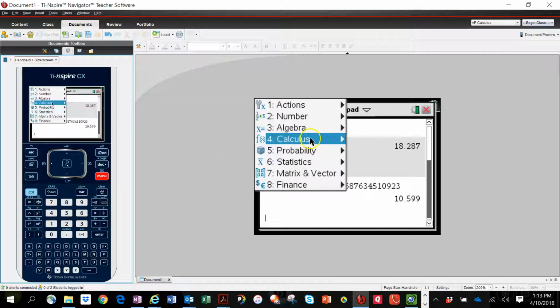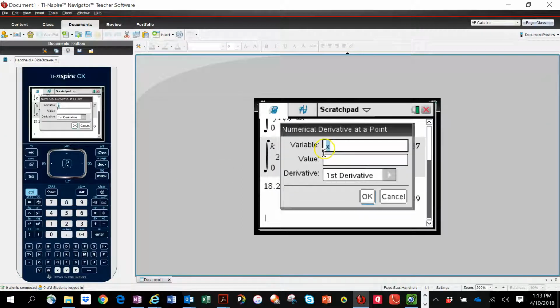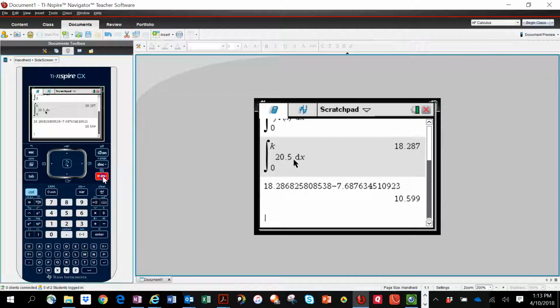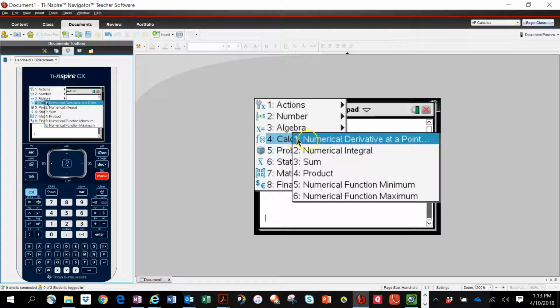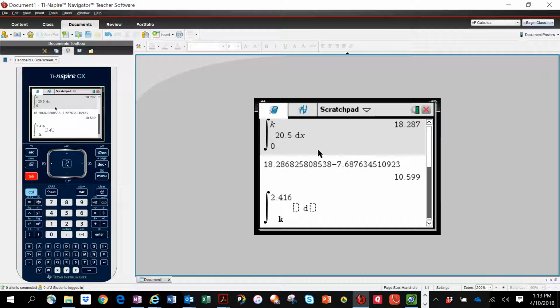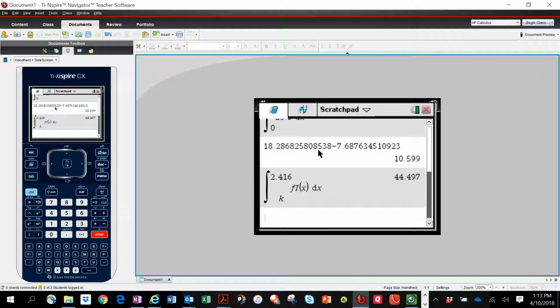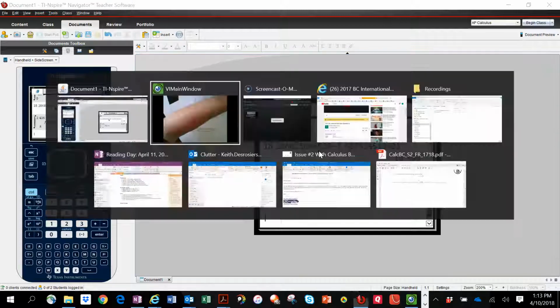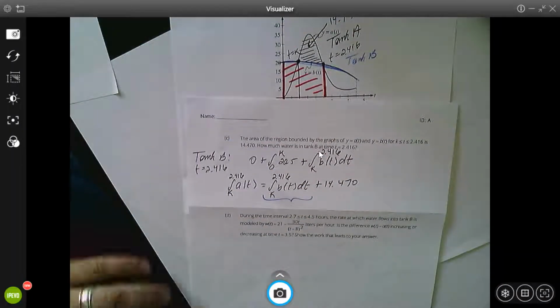We're going to go to Menu, Calculus, oops. Menu, Calculus, Numerical Integral, and we're integrating from k to 2.416 of my original function, which is A of t, and I'm getting 44.497.